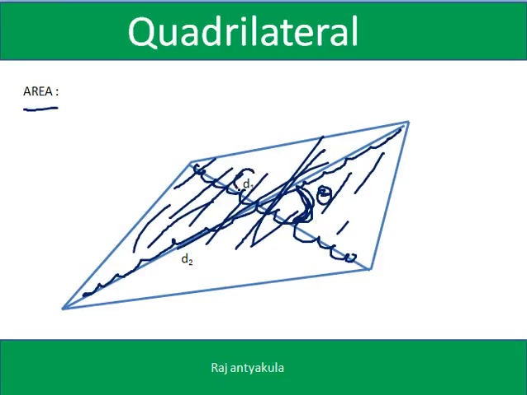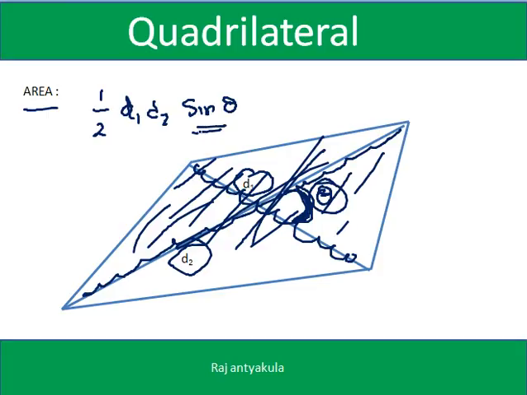So they will give three parts: D1, D2, sorry, theta. Okay. D1, D2, theta. So then area of the quadrilateral is half D1 D2 sine theta. What is theta here? Theta is the angle between the two diagonals. Okay. Next.